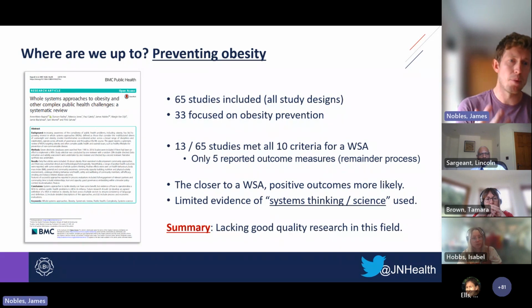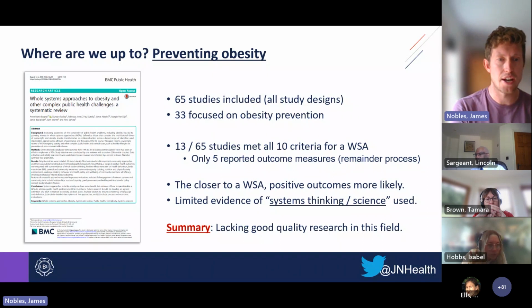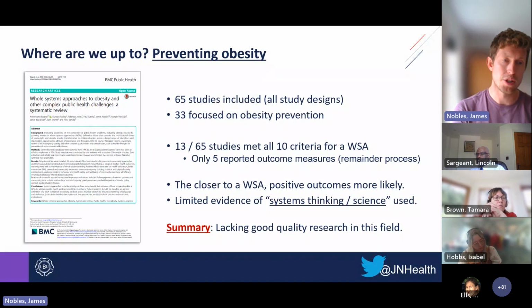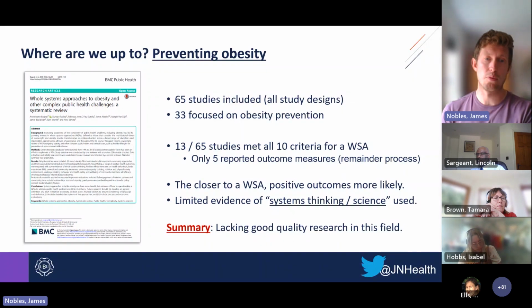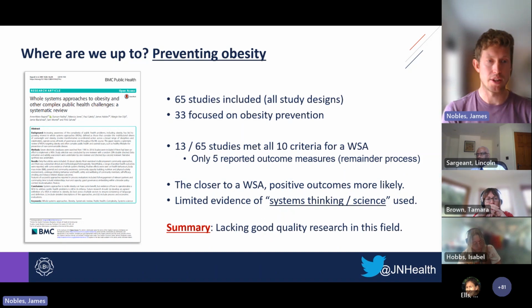When we looked at these in a little bit more depth, we categorized them again. NICE back in 2010 provided some criteria for what a whole systems approach might entail. When we compared those 65 studies against those 10 criteria from NICE, we found that only 13 of those studies actually seemed to meet all of those criteria for a whole systems approach. And when we looked further into those, only 5 of those were actually reporting any outcome or impact data. The rest of them were really process-related evaluations to try and understand what was going on within those studies.